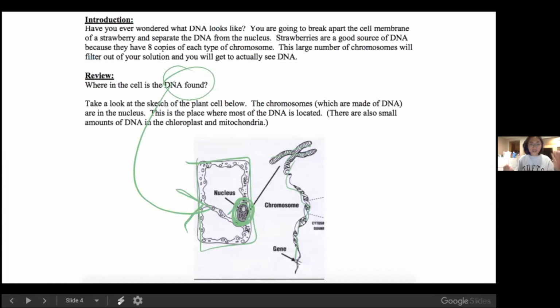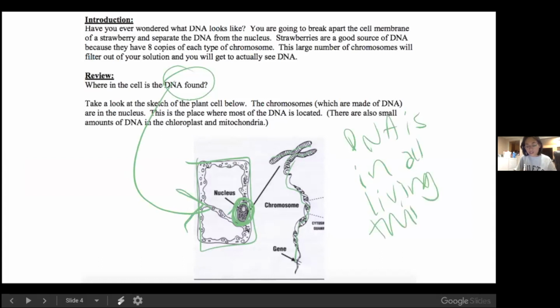This is to show you that DNA is in all living things, even if they're not necessarily living anymore, like plants that you already picked, or plants that you're about to eat, or food that you're about to eat. There's DNA in all those living things.